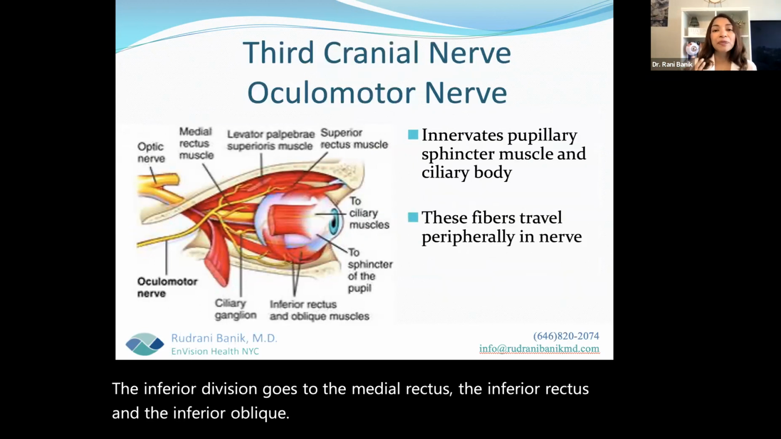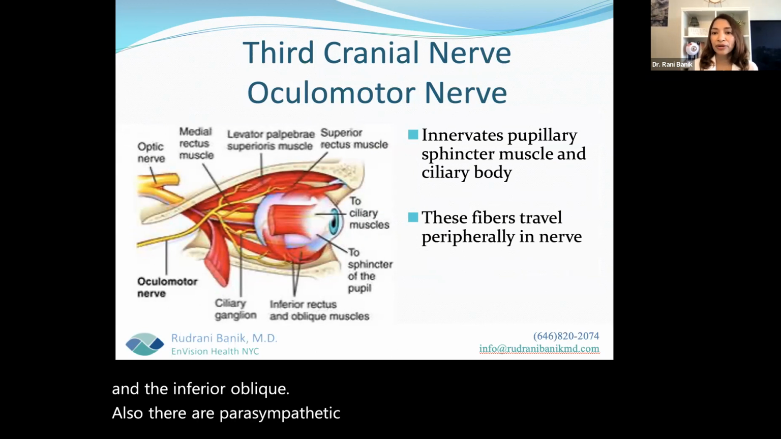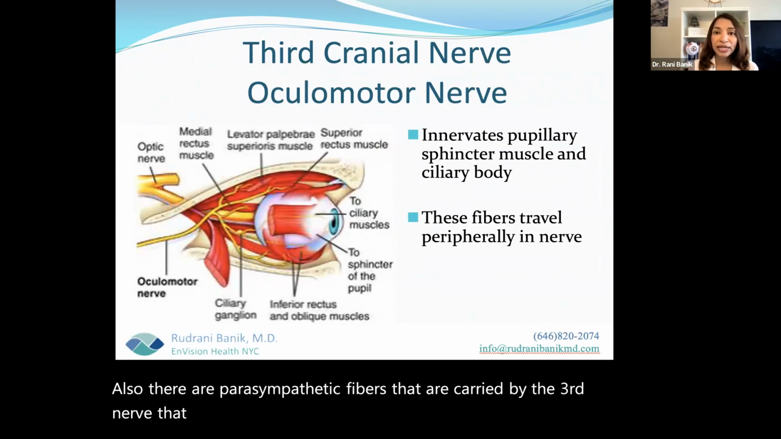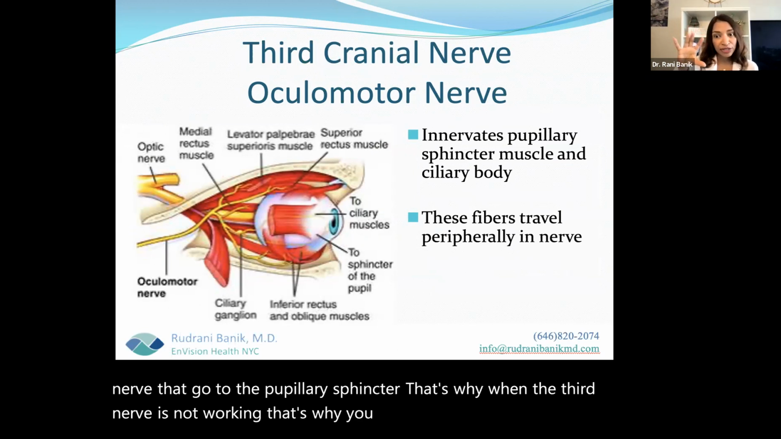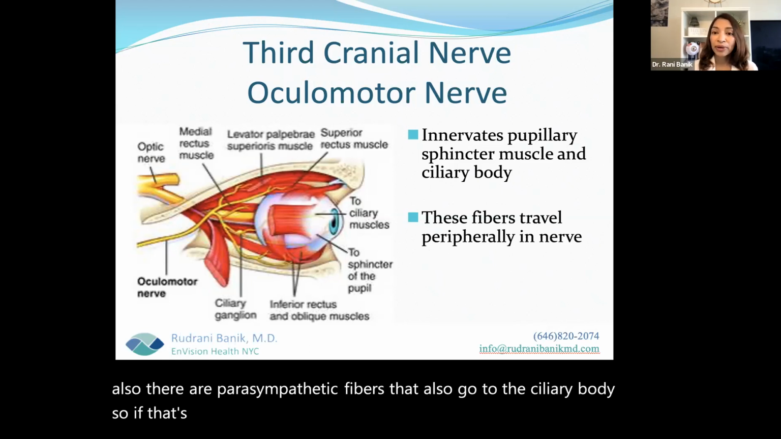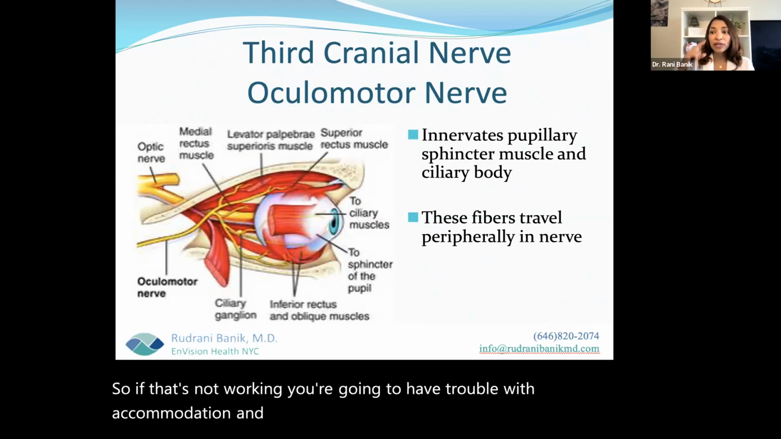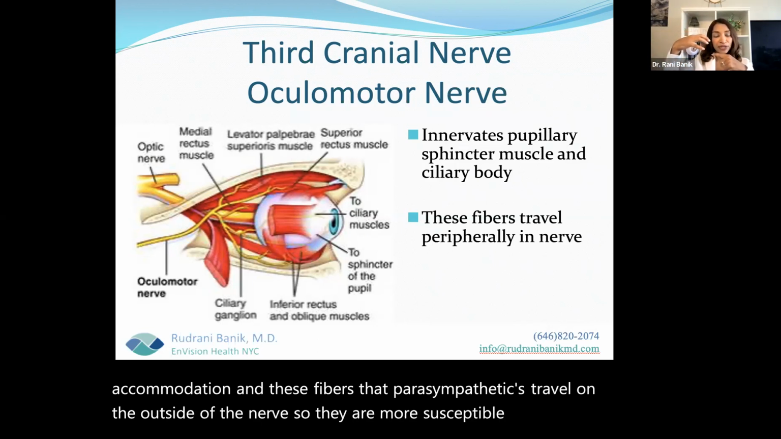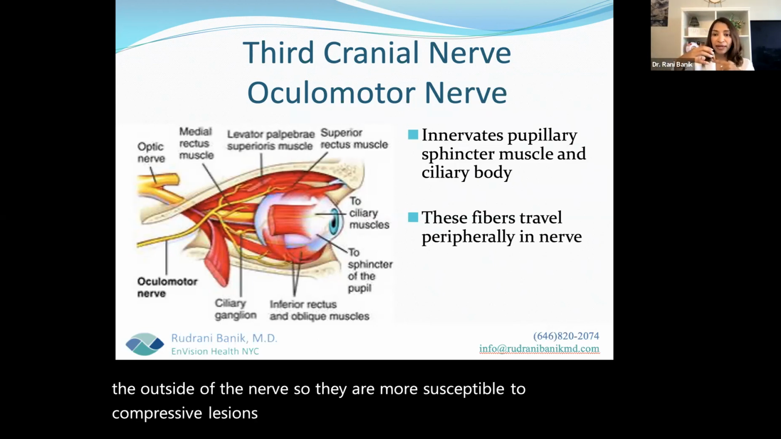Also, there are parasympathetic fibers carried by the third nerve that go to the pupillary sphincter. That's why when the third nerve is not working, you have pupillary dilation. There are parasympathetic fibers that also go to the ciliary body, so if that's not working, you're going to have trouble with accommodation. And these fibers, the parasympathetics, travel on the outside of the nerve, so they're more susceptible to compressive lesions.